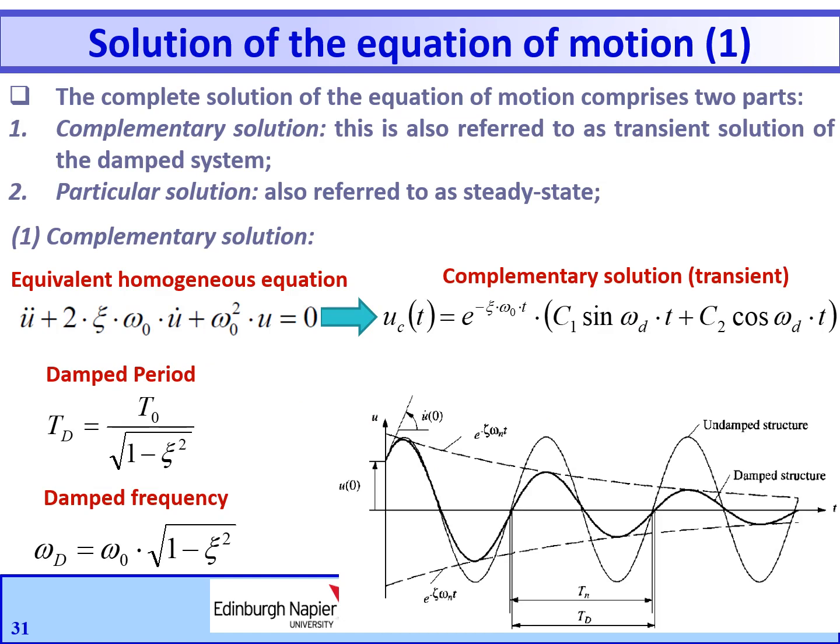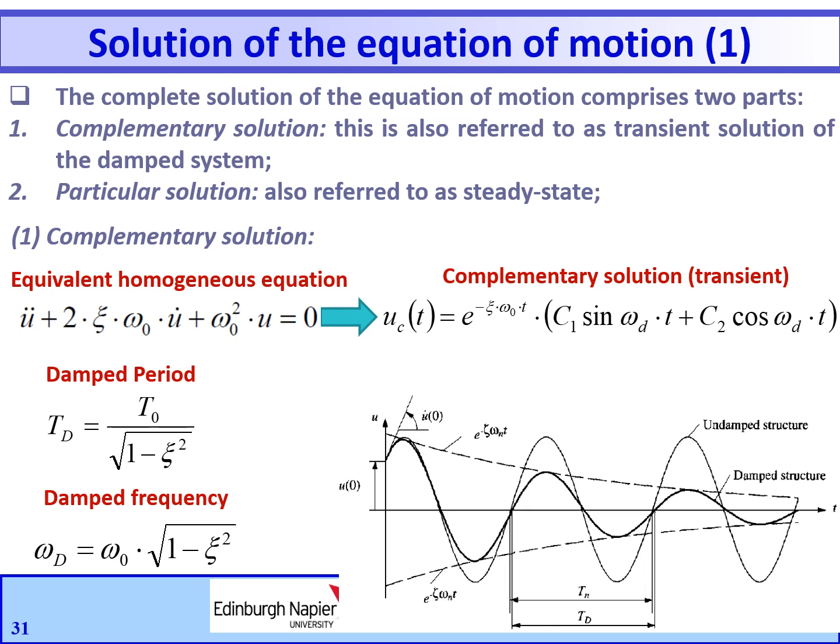The complete solution of the equation of motion comprises two parts. First, the solution for the viscously damped free vibration, which is called the complementary solution. This is also referred to as the transient solution of the damped system. And the particular solution, that is also referred to as the steady-state solution.